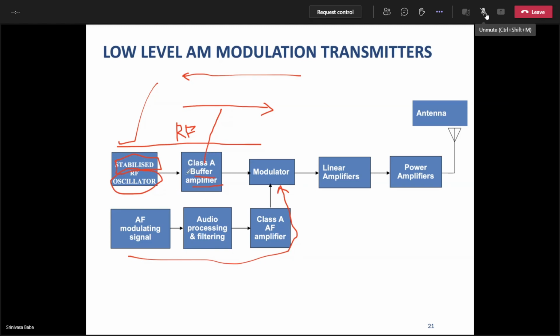An example of a buffer amplifier is either class A or class B. Generally, we will be using a class B power amplifier as a buffer amplifier in most of the blocks. Class B is generally the preferred buffer amplifier. Also, this class B power amplifier has a second purpose, that is, it can be used as a frequency multiplier.